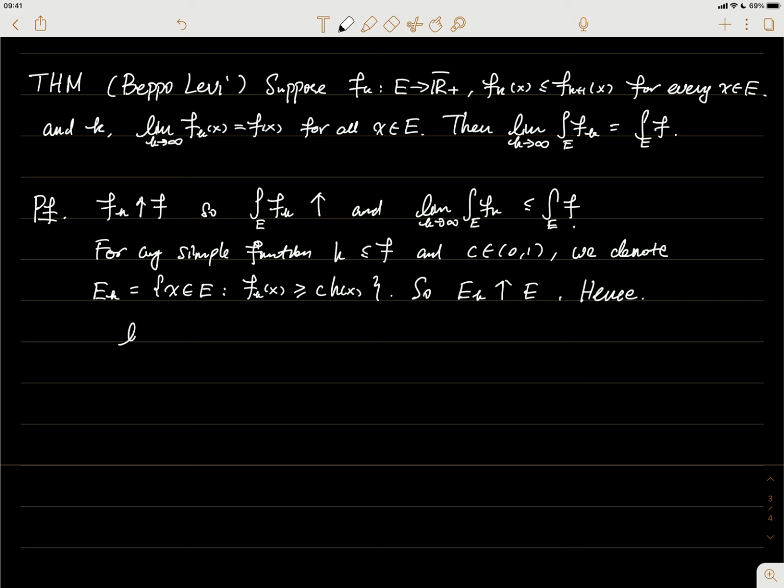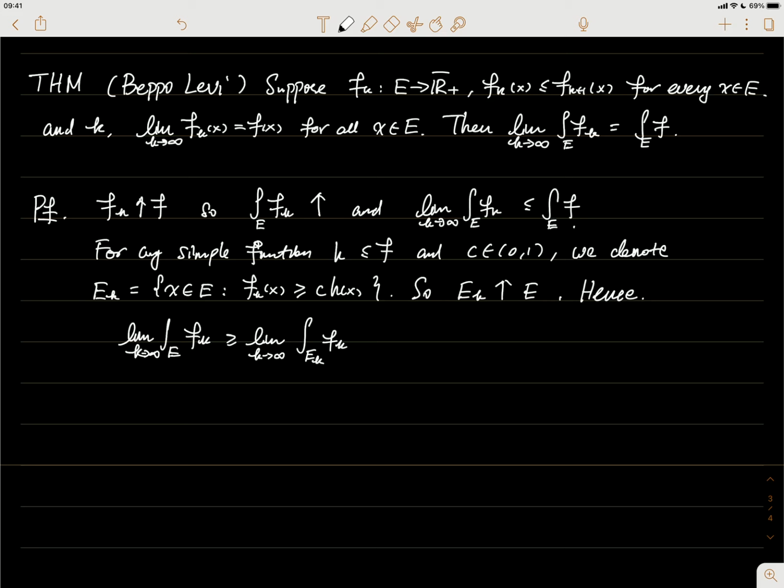Let's look at the limit of the integrals. Remember, eventually we want to show that this limit is equal to the integral of f over E. Okay, so first of all, I know that fk is non-negative. So when I take the integral of fk over the entire E, it will be bigger than what I take for the integral over a smaller set ek, right? Because ek is a subset of E.